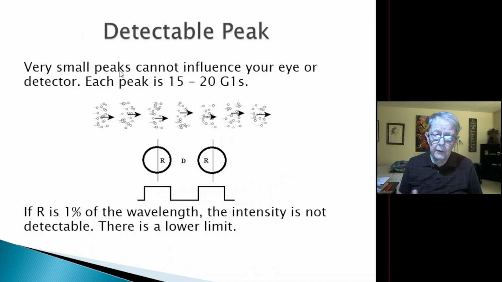Now, before I do that, let's talk about a couple of concepts I'm going to use. There is a question about a detectable peak. That is, how small can the peak get before you can't detect it? Very small peaks cannot influence your eye or a detector. Now, each peak here is about 15 or 20 little G1s, and as they bounce around, it gets smaller and smaller until, well, maybe you only have 1 G1.